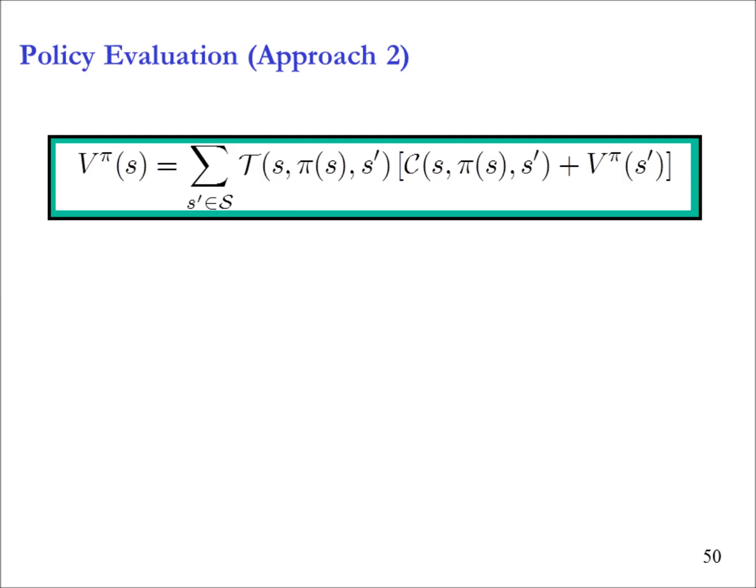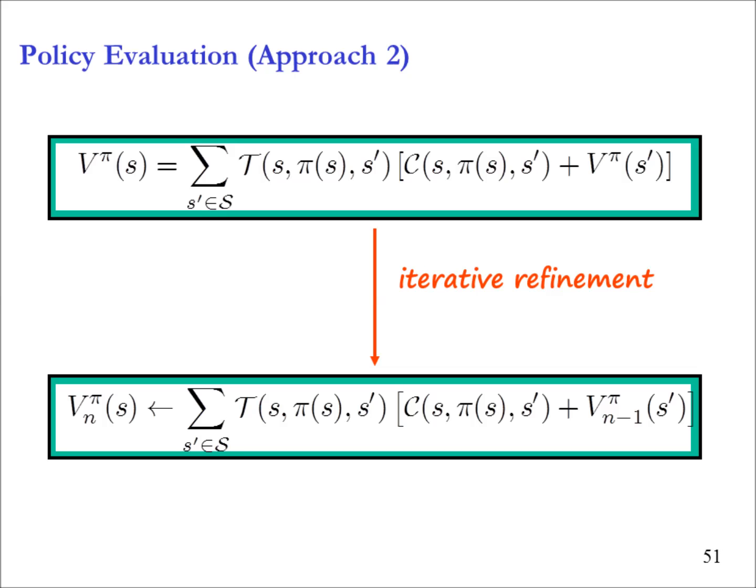Okay, so let's formalize this. The formalization is that it is also called successive approximation, or you can think of it as an instance of a fixed point computation. This is my system of equations, and what I'm going to do is start with some approximation of this. Let's call it V0 or Vn minus 1, and given Vn minus 1, I'm going to compute the next approximation, Vn.